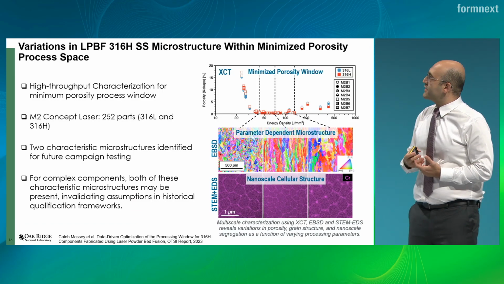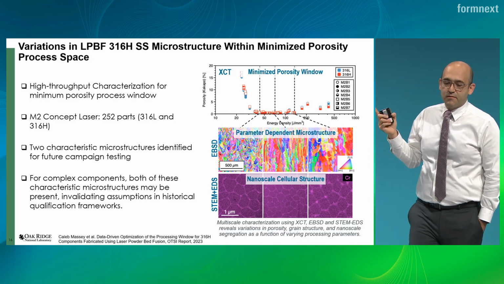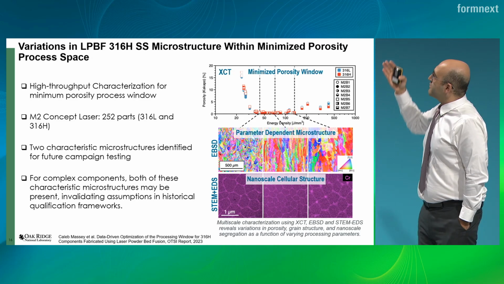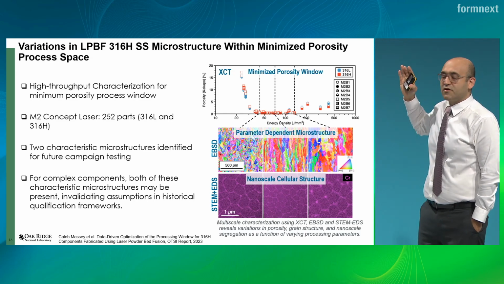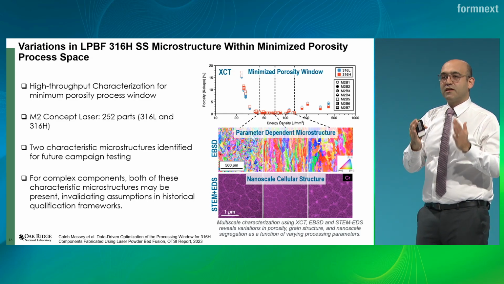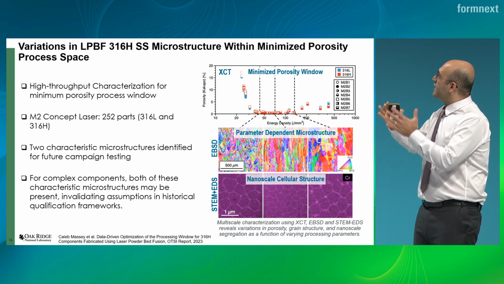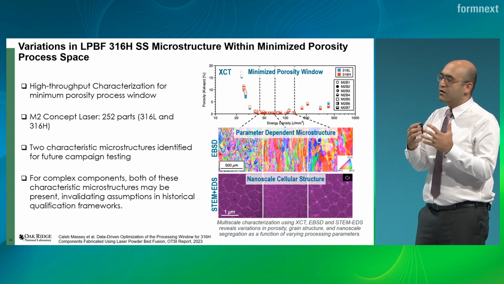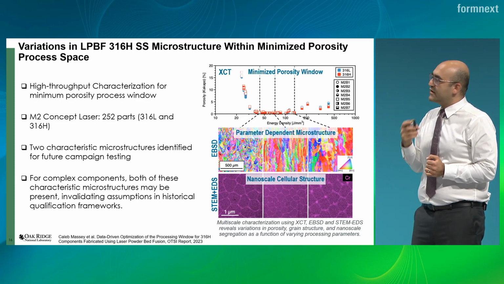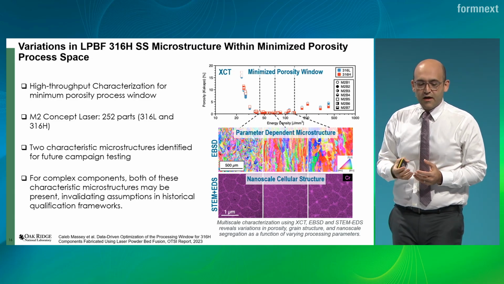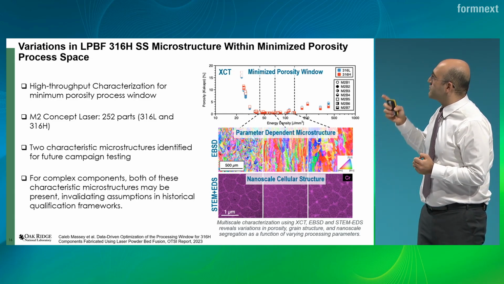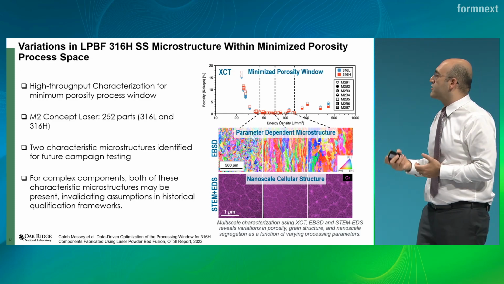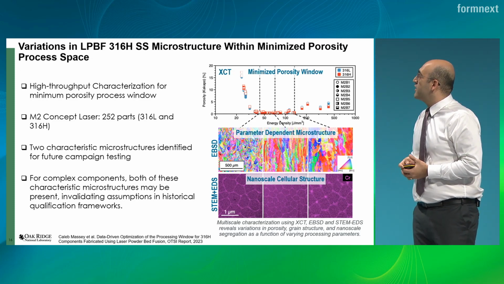Here are some of the results that we achieved. On the M2 Concept Laser, we looked at 252 of these samples, and we characterized them. Here at the top, you are looking at the porosity as a function of energy density. We look at the window that minimizes this porosity, and then in there, we look at the microstructure and identify 2 characteristic microstructures for future testing. But the key message for this slide is that we have this microstructure that might be present in complex geometry, both of them, which invalidates the traditional qualification frameworks.